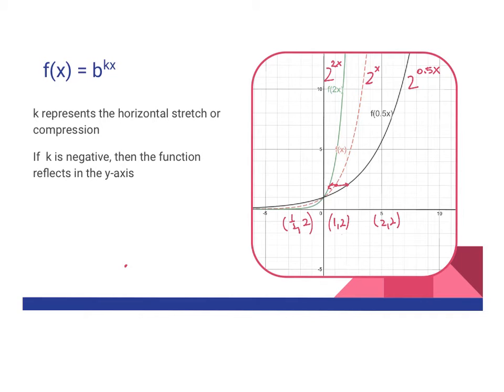And if k is negative, I didn't actually draw that on here, but if we were to take this red function and make it 2 to the negative x, what would happen is it would be flipped in the y-axis like this. So that would be 2 to the negative x.